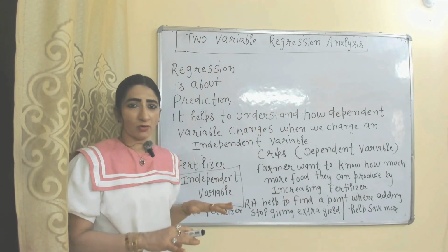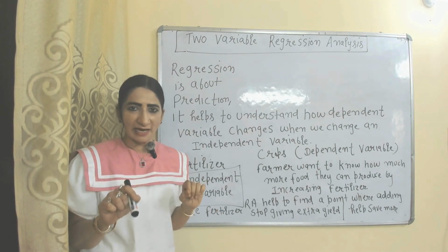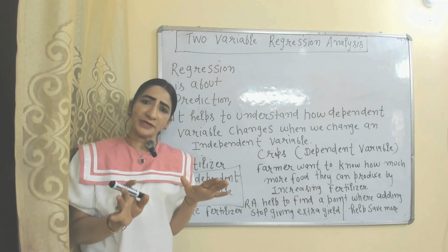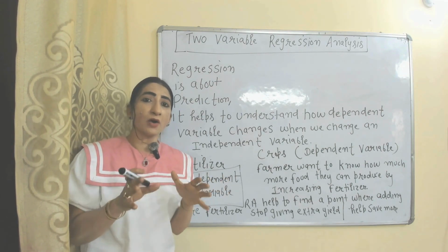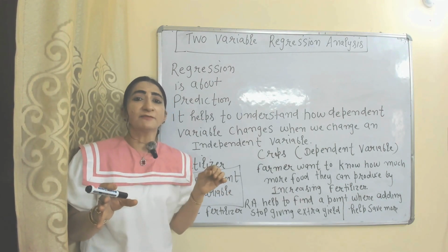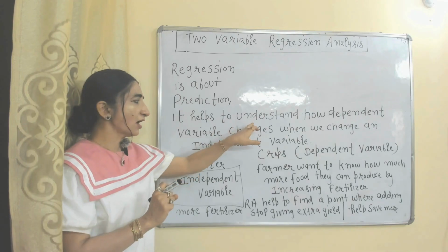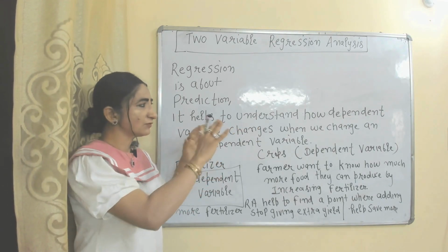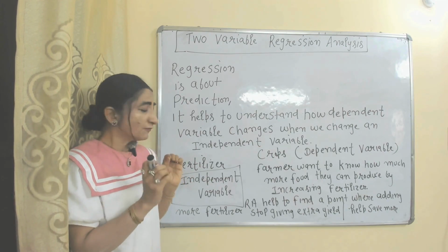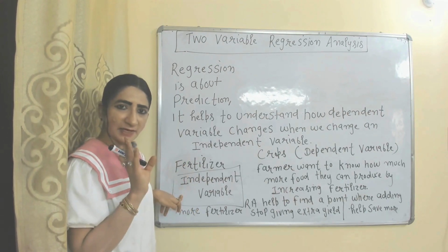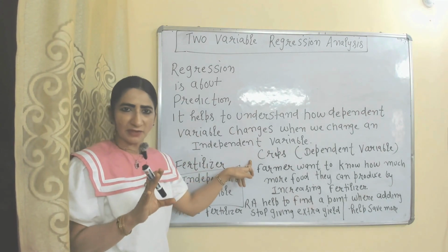Today we are going to talk about two-variable regression analysis. Regression is about prediction. It helps to know how a dependent variable is influenced by an independent variable. That means it helps to understand how the dependent variable changes when we change the independent variable. For example, fertilizer is the independent variable, crops is the dependent variable.